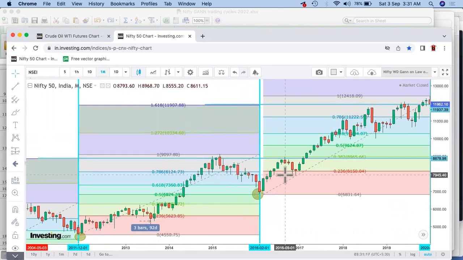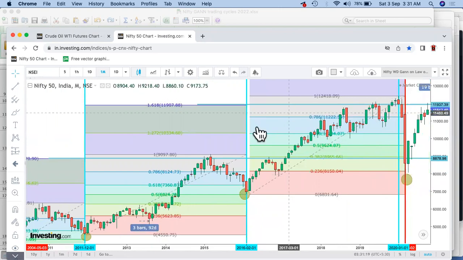From this start point, we get the end point of this cycle. So if we look at this extension, this is the low, this is the high, and this is the reversal. So this is the start point 1, 1.272, and 1.618, which we have marked over here. So this is our end point, which is approximately nearer to that.